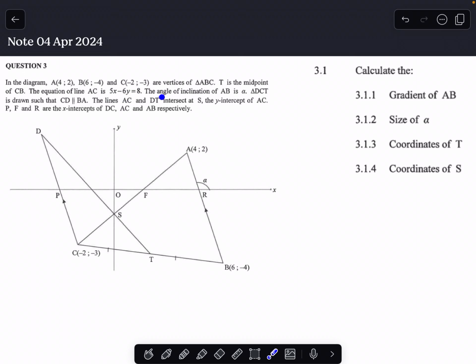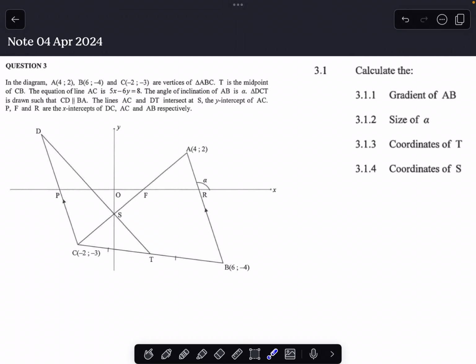The angle of inclination of AB is alpha. Triangle DCT is drawn such that CD is parallel to BA, shown by the little arrows. The lines AC and DT intersect at S. The y-intercept of AC, nice. Okay, cool.